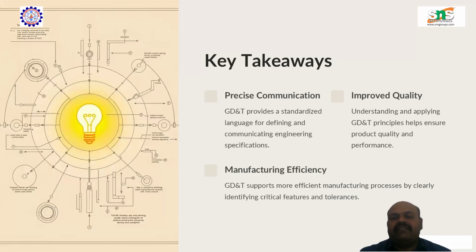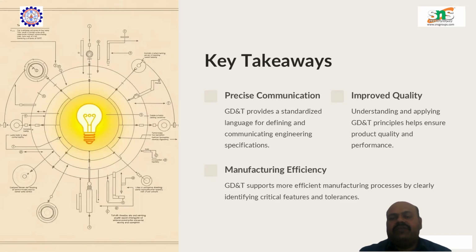So, key takeaways. Precise communication: GD&T provides a standardized language for defining and communicating engineering specifications. Improved quality: understanding and applying GD&T principles helps ensure product quality and performance. Efficient manufacturing: GD&T supports more efficient manufacturing processes by clearly identifying the critical features and tolerances.